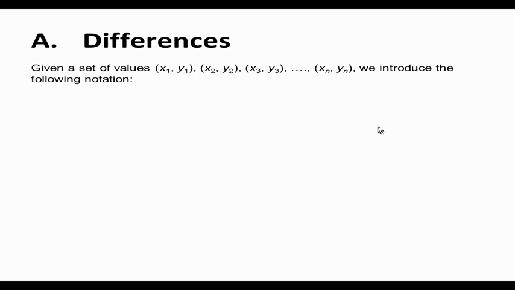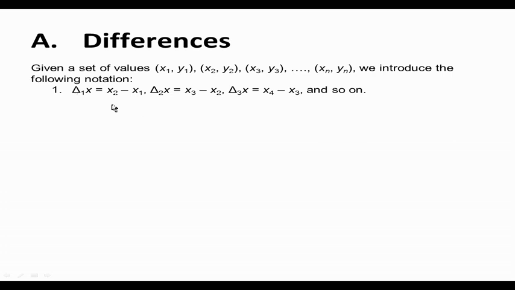Now, given a set of values, x1, y1, x2, y2, and so on out to x sub n, y sub n, we have the following notation. Number 1, delta 1x is equal to x2 minus x1. Delta 2x is x3 minus x2. Delta 3x is x4 minus x3, and so on. Notice the subscript on the delta matches the second value.